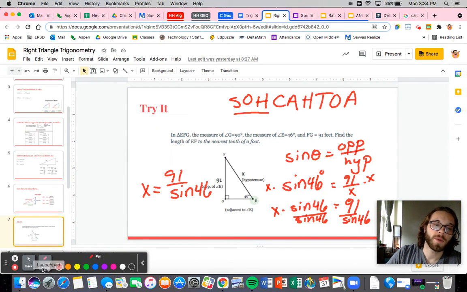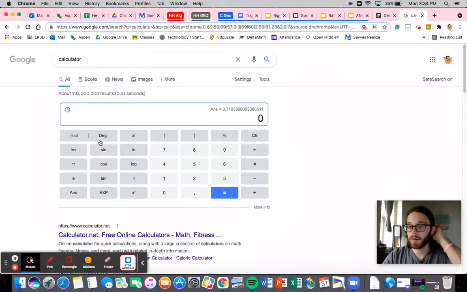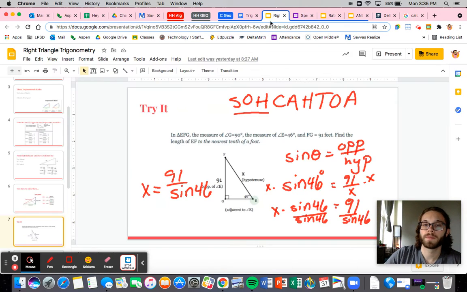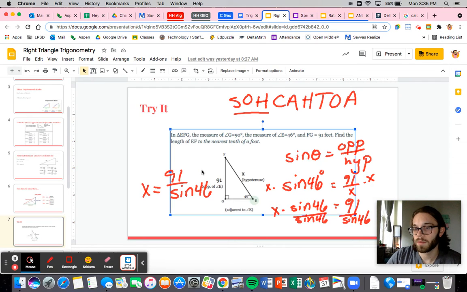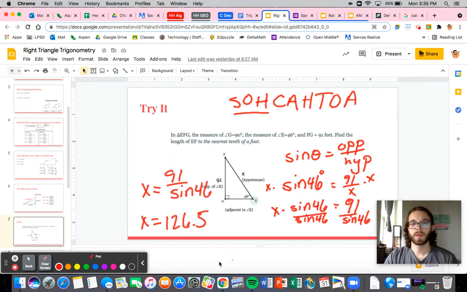Now what I'm going to do is go back and plug that in. Let me just make sure I'm still on degree mode. Don't forget you need to be in degree mode. So I have 91 divided by sine of 46. Just be careful with your parentheses. My answer should be 126.505. I forget what it told me to round to. 126.5. So my side length here would be 126.5 feet.